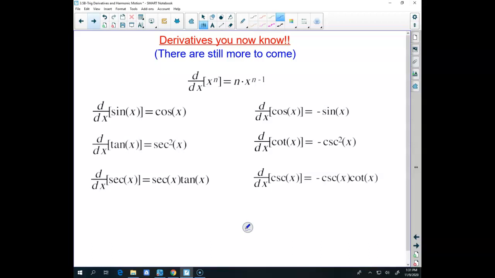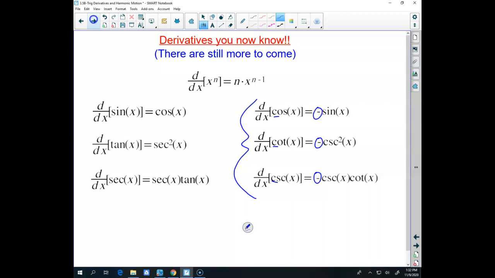So remember, you know the power rule, x to the n. That's n, drop the power, times x to the n minus 1. Now you've got the derivative of sine is cosine. Derivative of tangent is secant squared. Derivative of secant is secant tangent. Now notice how what I did here is I put all my cos on the right, and what do you notice about all the derivatives of the co-functions? They're all negative. So the derivative of cosine is going to be a negative. Derivative of cotangent is a negative. Cosecant is a negative. All the cos have a negative, okay?